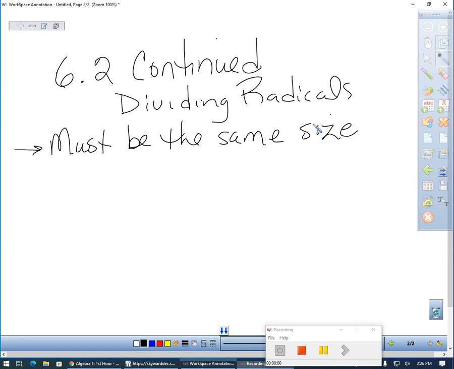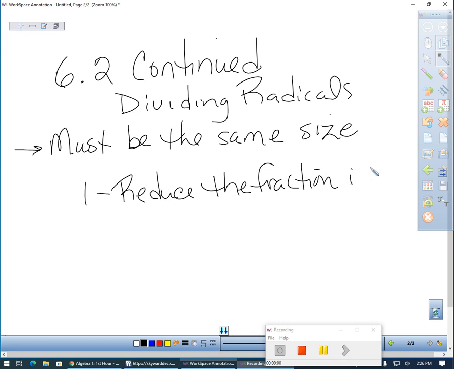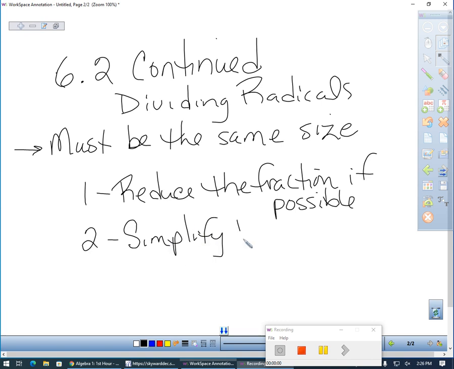Here are the steps I would like you to consider. Step number 1, I would like you to reduce the fraction if possible. Just like we did in the warm-up, how both of those could reduce, that should always be step number 1. Step number 2. After you've reduced the fraction, the next thing you should do is see if you can simplify the radicals.